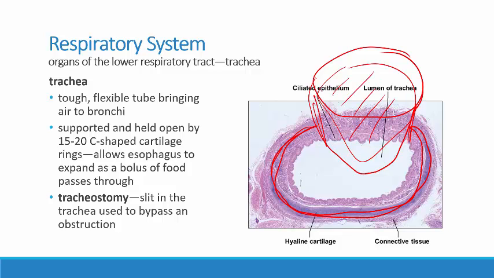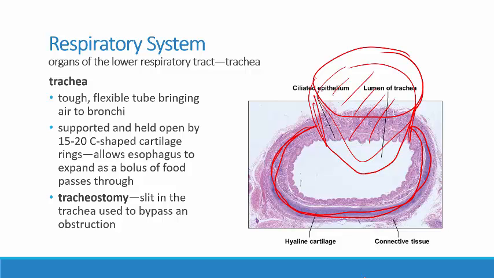And if there's a blockage in the trachea, then a tracheostomy is a slice that is made to allow a tube to be placed in there so that air can come in and out of the lungs through a different opening than through the pharynx.